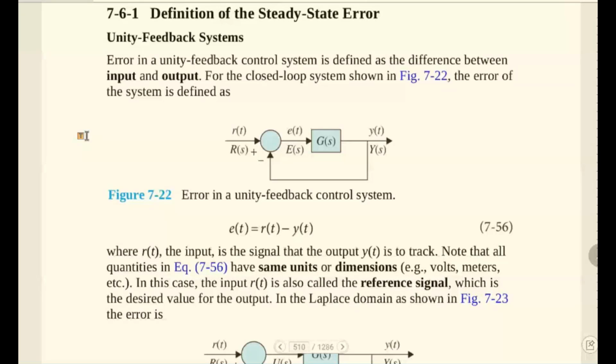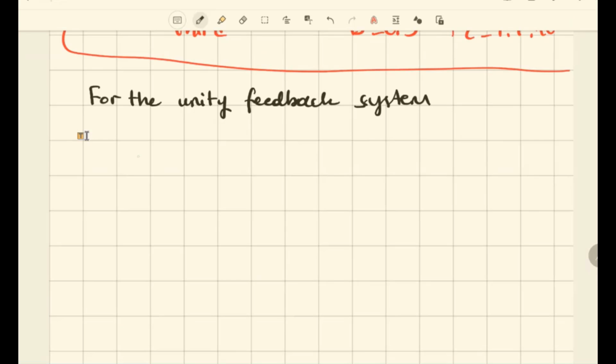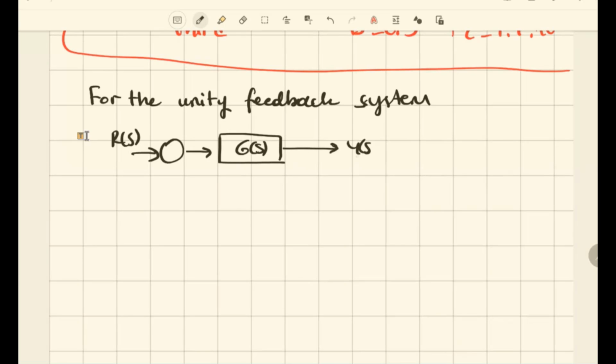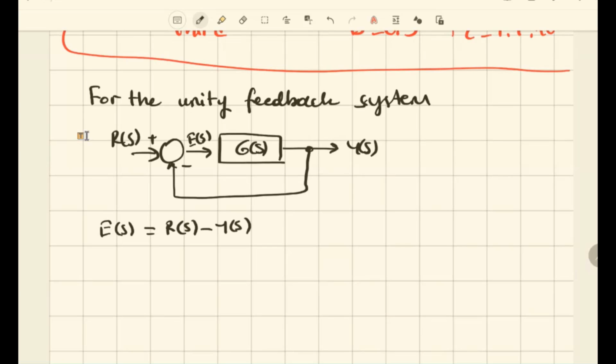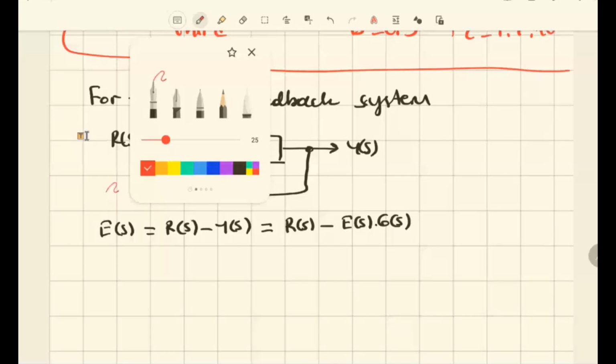We can easily show the steady state error on a unity feedback system or non-unity feedback system. We can easily show the block diagram of any system like that. Y(s), and we have a unity feedback like that. Where is the error signal E(s)? Of course here. E(s) is equal to R(s) minus Y(s). So for Y(s) we can write E(s) times G(s) from this part.